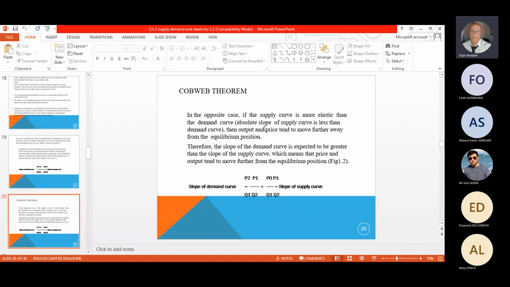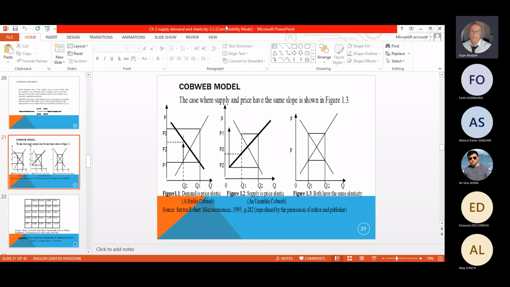Okay. In the opposite case, if the supply curve is more elastic than the demand curve, the absolute slope of the supply curve is less than the demand curve, and the output and the price tend to move further away from the equilibrium position. Therefore, if the slope of the demand curve is greater than the slope of the supply curve, the price and the output tend to move towards the equilibrium position. This is how it is. And this is, of course, the graphical illustration.